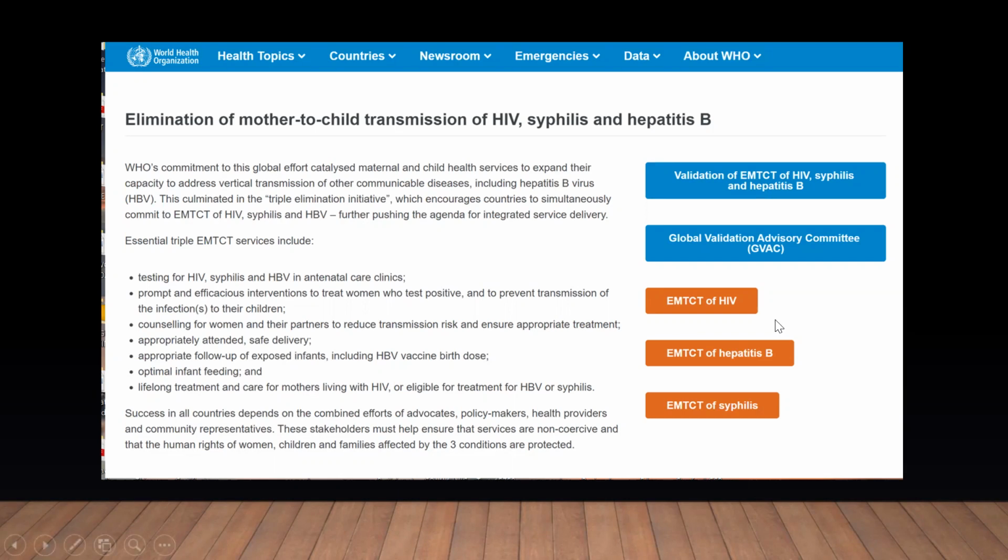Essential triple elimination of mother-to-child transmission services include testing for HIV, syphilis, and hepatitis B virus in antenatal care clinics, prompt and efficacious interventions to treat women who test positive and to prevent transmission of the infections to their children, counseling for women and their partners to reduce transmission risk and ensure proper treatment, appropriately attended safe delivery, appropriate follow-up of exposed infants, including hepatitis B vaccine birth dose, optimal infant feeding, and lifelong treatment and care for mothers living with HIV or eligible for treatment for hepatitis B virus or syphilis.